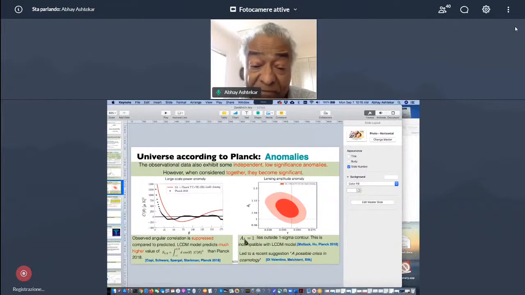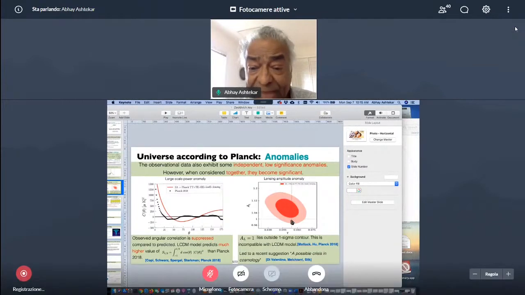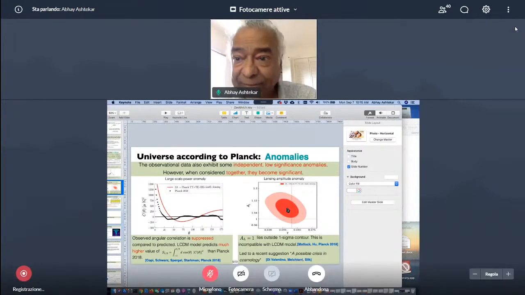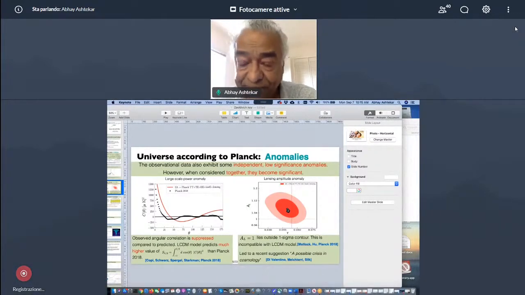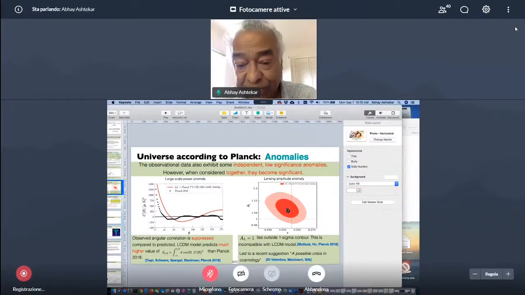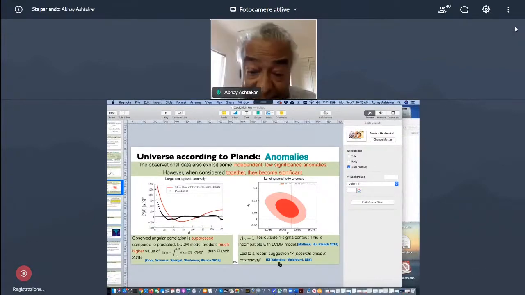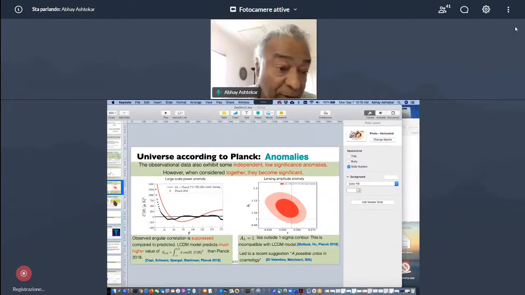And people then try to modify the lambda CDM model by adding a spatial curvature. They found that when you do that, you can actually bring the lensing amplitude to the value 1 within 1 sigma, well within the 1 sigma. But then when you do that, there are other problems at low z, and there are new tensions that arise. And therefore, the general belief is that there is actually a tension between the cosmological model that we have today and this lensing amplitude. And this led to a suggestion by these authors, Di Valentino, Melchiorri, and Joe Silk, that there is a possible crisis in cosmology because of these anomalies.